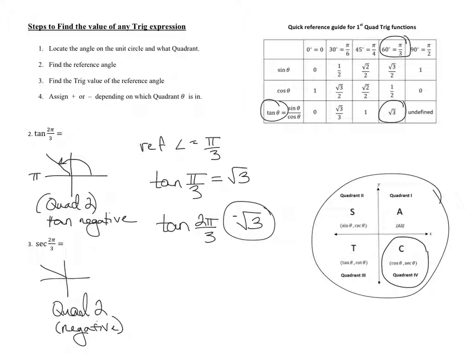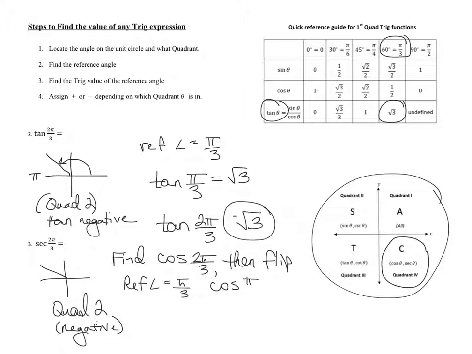For our reference angle, our reference chart up in the top right-hand corner, we just have sine, cosine, and tangent. So the way we approach this with secant is we want to find its reciprocal first. So let's find cosine of 2 pi over 3 first. Then we flip it. For cosine, our reference angle is pi over 3. The cosine of pi over 3, if we look in our chart at pi over 3, the cosine is right here up in the top, 1/2.